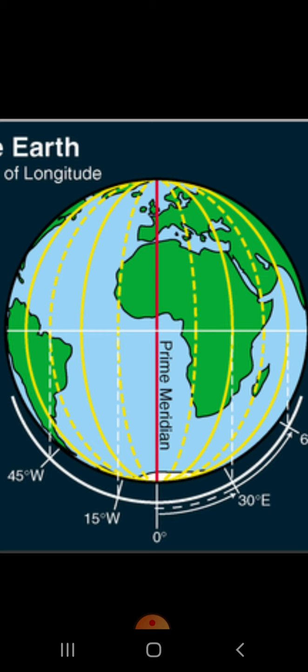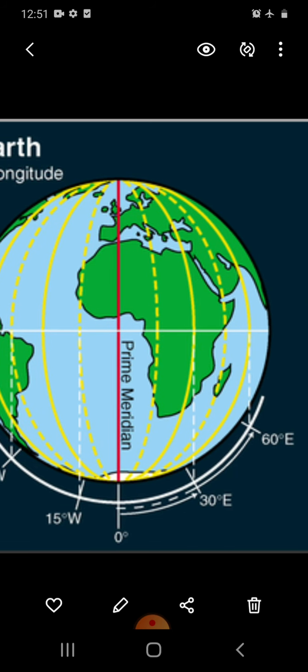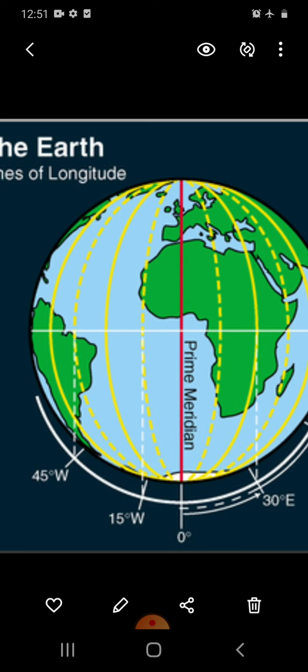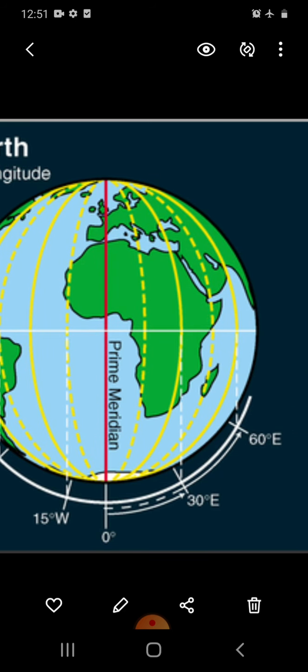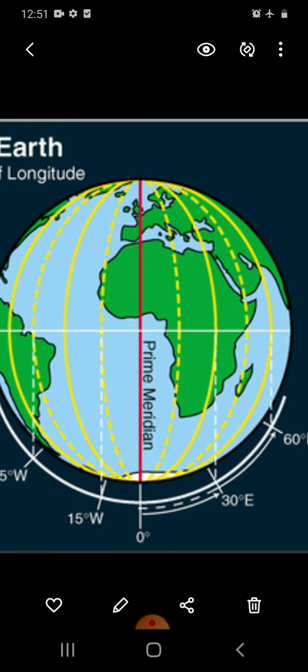There are 180 longitudes towards the west and 180 longitudes towards the east. And the total number of longitudes is 360. 180 plus 180, 360 longitudes are there.